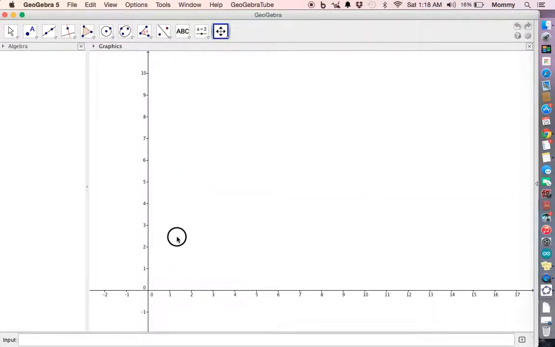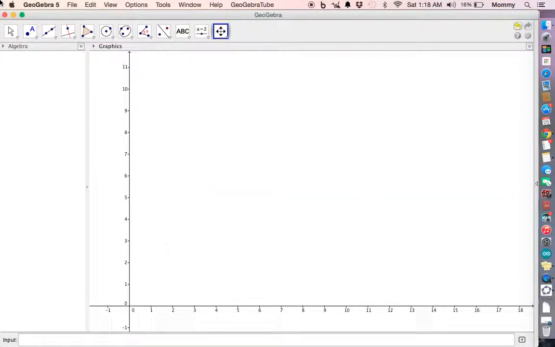So I'm going to start by moving my graphic window down. Then I'm going to create two line segments that intersect. I choose the segment because the regular line tool, you know, the definition of a line is it's infinite. It goes on and on and on for infinity.